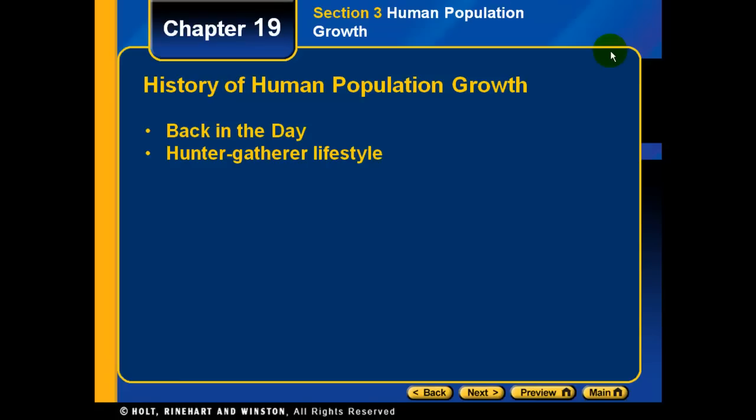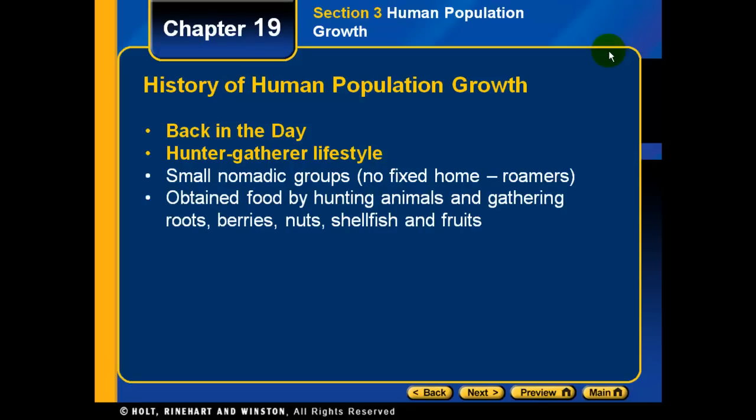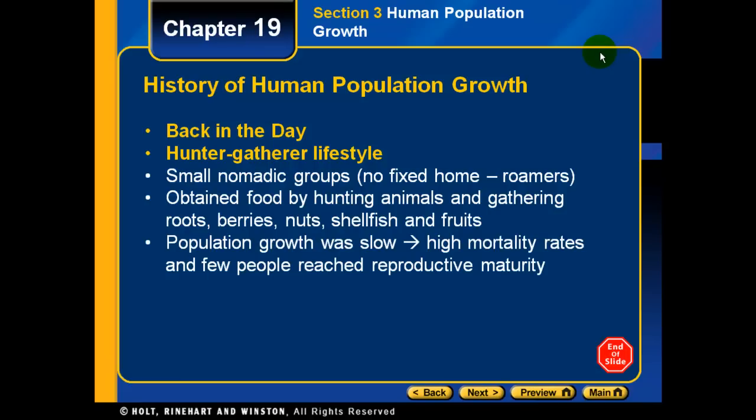Back in the day, there was a hunter-gatherer lifestyle where there were small nomadic groups. They didn't have a fixed home. They just roamed around. They obtained their food by hunting animals and gathering roots, berries, nuts, shellfish, and fruits to survive. At this time, population growth was very slow. There were high mortality rates, and few people reached reproductive maturity, so the population just wasn't getting anywhere.